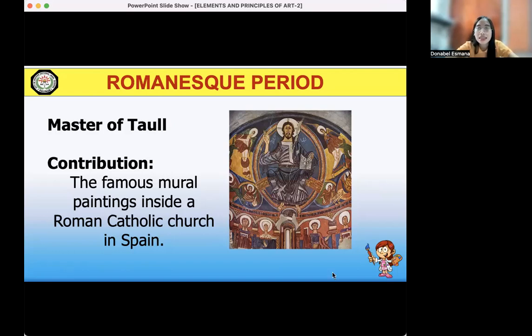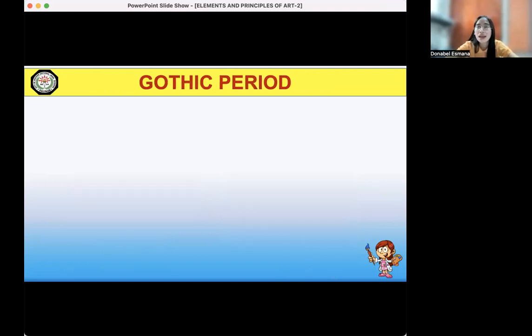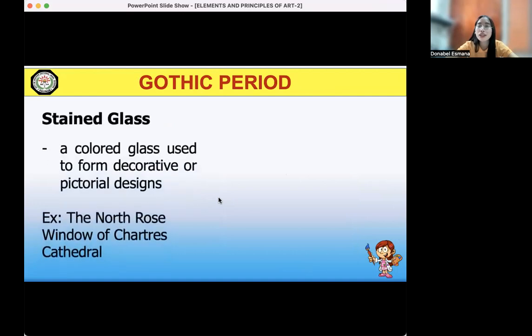All right. Next is the Gothic period. I think this is the last one. Ganun lang po kaikli. So the Gothic period, ang important contribution naman nila, makikita nyo din yan sa mga churches if you're familiar with the stained glass window. Tama? Yes. So sa mga churches, may nakikita tayo yung bintana nila, iba-iba ng kulay, no? And that is an example of stained glass window.